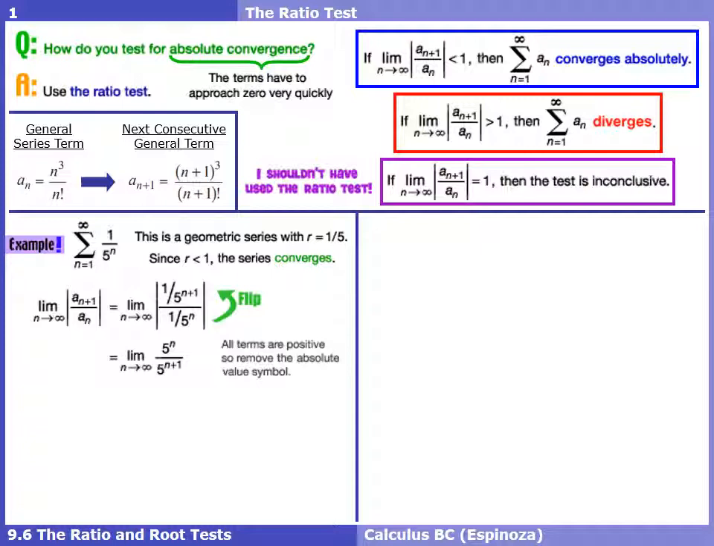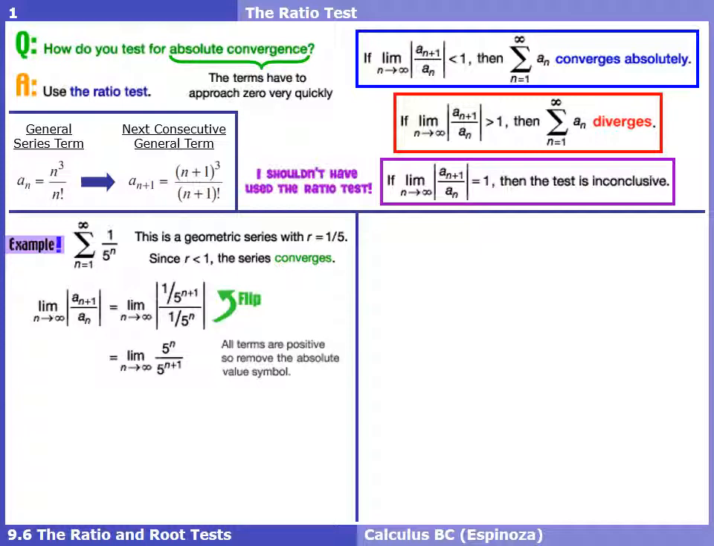So I did those two steps in one. I took that bottom fraction and multiplied by the reciprocal, so we get 5 to the n over 5 to the n plus 1. And I'm also dropping off the absolute value because all of this is positive and there's no alternating parts, so we don't really need the absolute value. Okay, so we need to take this limit.